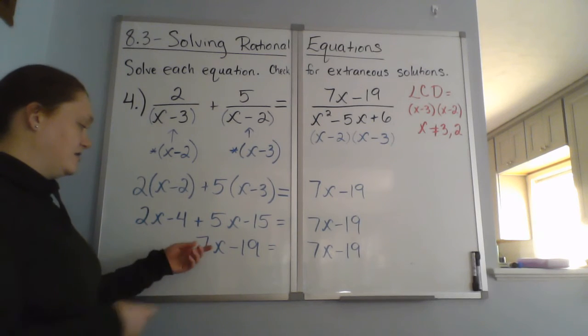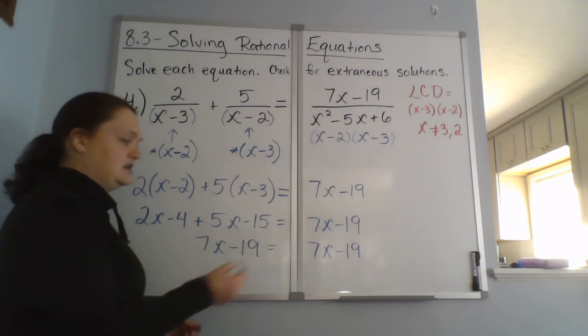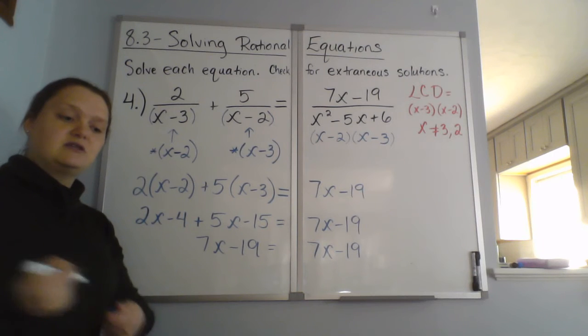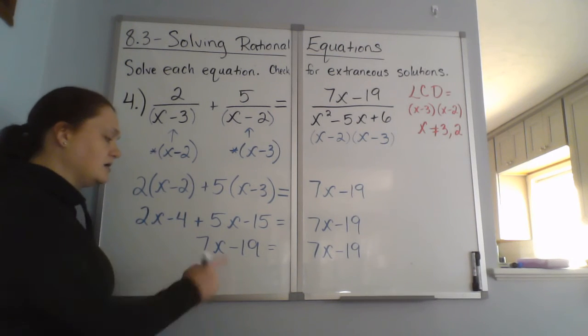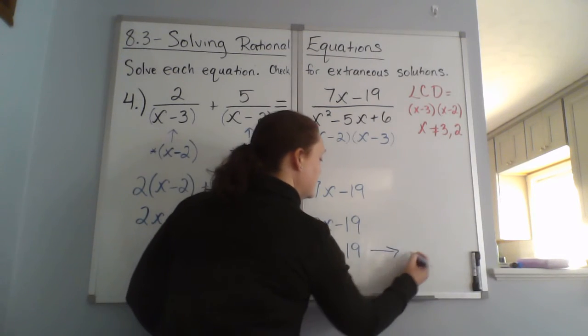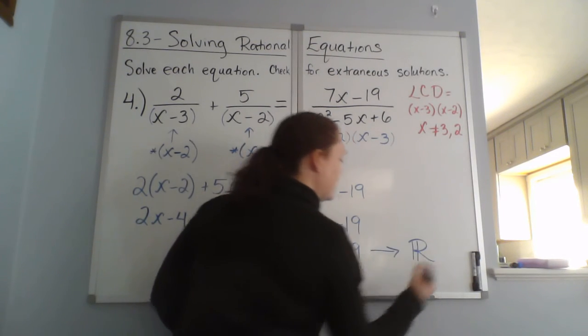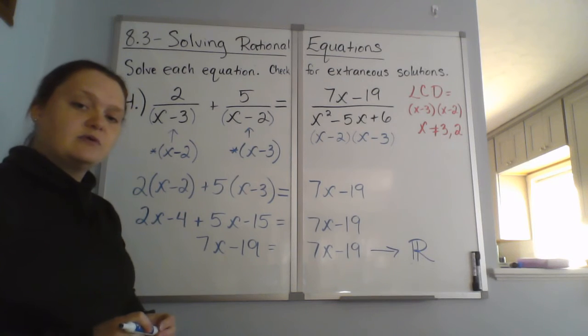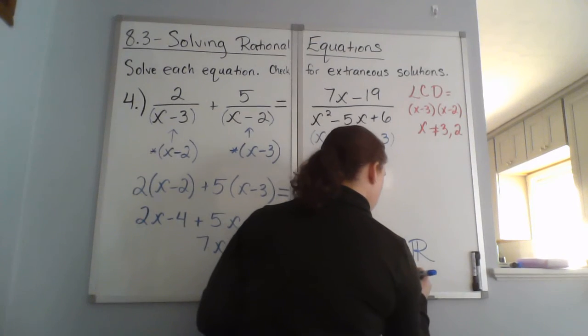Well, I could get rid of the 7x's and then I have negative 19 equals negative 19. So that just means that this is going to work regardless of what x value I want. This equation has a solution of all real numbers. So remember our symbol for all real numbers is a capital R with an extra line. You could also write all real numbers.